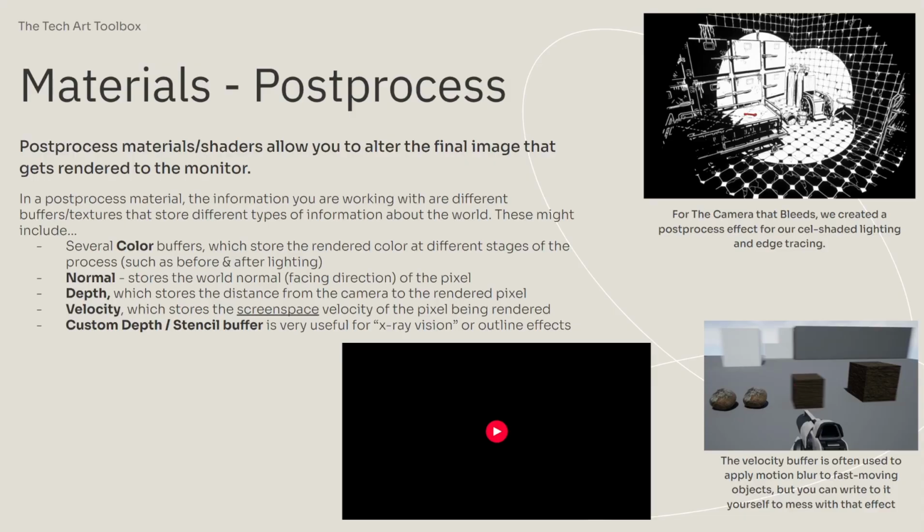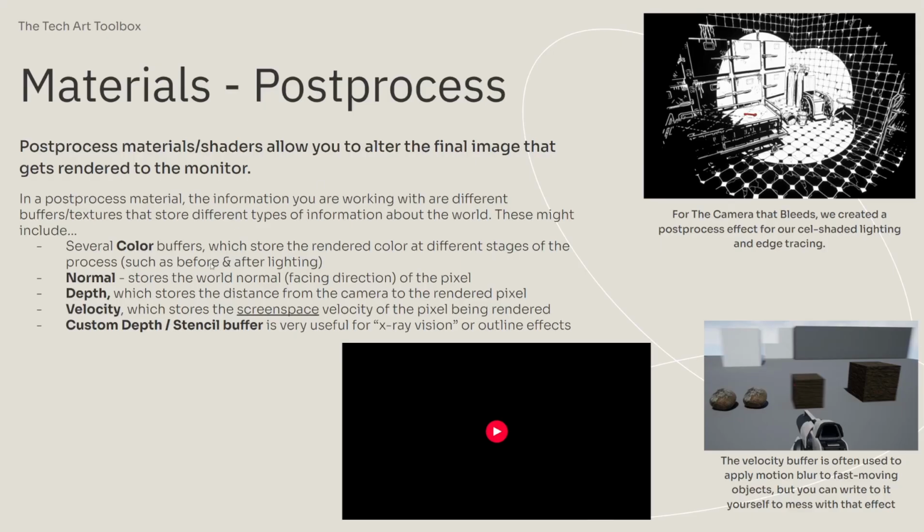And we also use post-process effects for this cell shaded lighting. If you don't have a lighting buffer available, which often engines don't, you can just take the pre-lighting and post-lighting passes and compare them to each other to figure out, for the most part, what areas are lit, and how much.